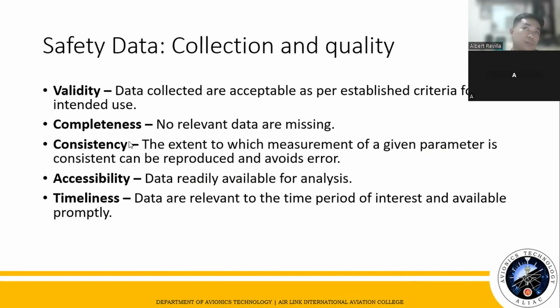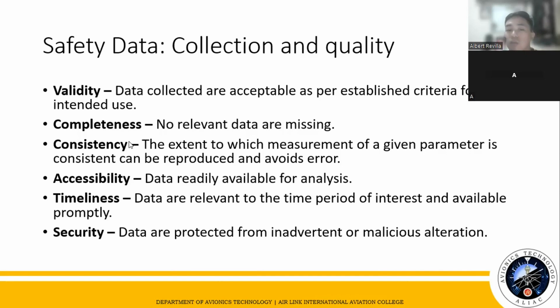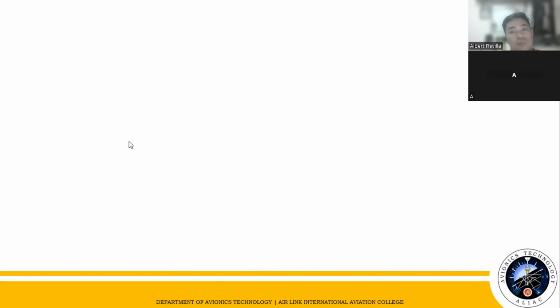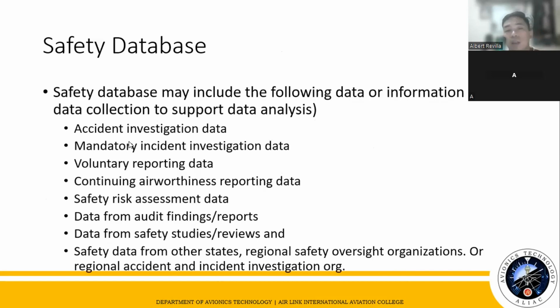And your data should not be too old, or the reporting should not be late; timeliness includes that. Security: data are protected from inadvertent or malicious alterations. Accuracy: data are error-free. In a safety database, it may include the following data or information to support the data analysis. Of course, accident investigation data, mandatory incident investigation data, maybe voluntary reporting data, continuing airworthiness reporting data, safety risk assessment data, data from audit findings or reports, data from safety studies, reviews, and safety data from other states, regional safety oversight organizations, or regional accident and incident investigation. So, if you collect data, those are always what you look at.